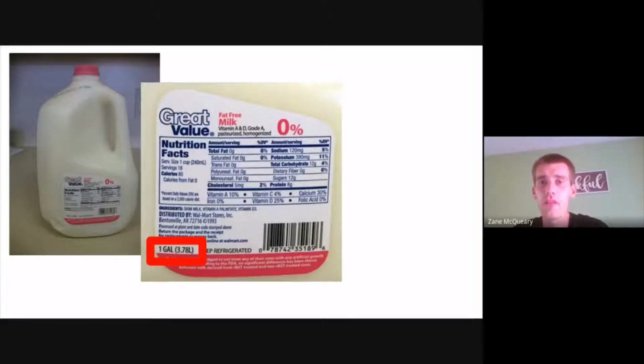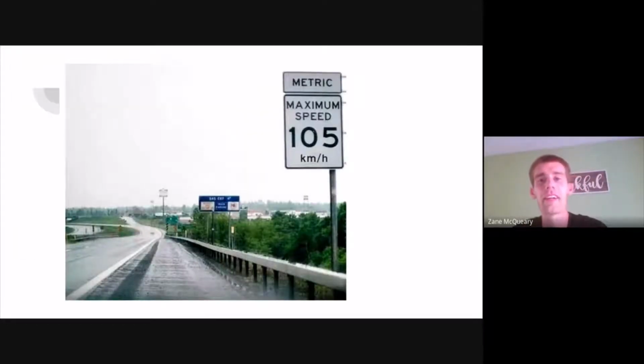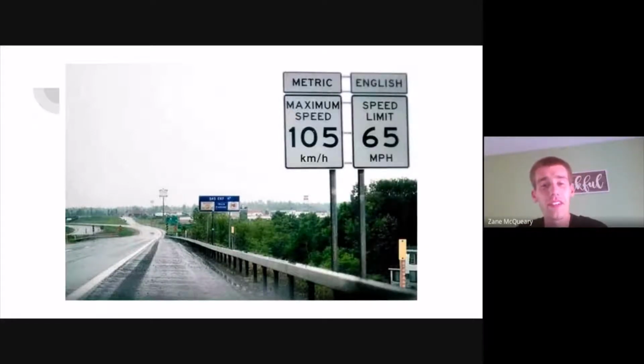But consider a situation where maybe you do need to know the difference between the metric system and the imperial system, like driving down the interstate, all right? If you hit the accelerator on your car and go 105 miles per hour, you are going to be pulled over because you're going much faster than 105 kilometers per hour. In the English system, or the imperial system, that's only equivalent to 65 miles per hour. So if you are driving overseas, let's say in Europe or any other country besides the United States, Myanmar, or Liberia, you're going to need to know the metric system if you are driving.